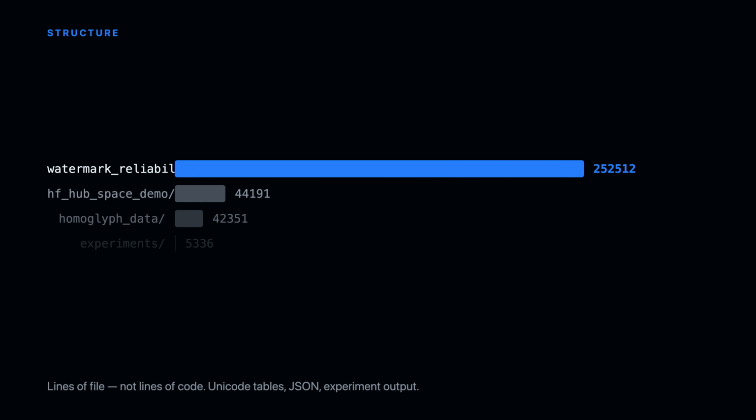4 subdirectories. Watermark reliability release has 252,512 lines of file, experiment pipelines, evaluation JSON. HF Hub Space demo has 44,191. Homoglyph data has 42,351, 4 Unicode lookup tables. The number is large. The claim is about files, not source.